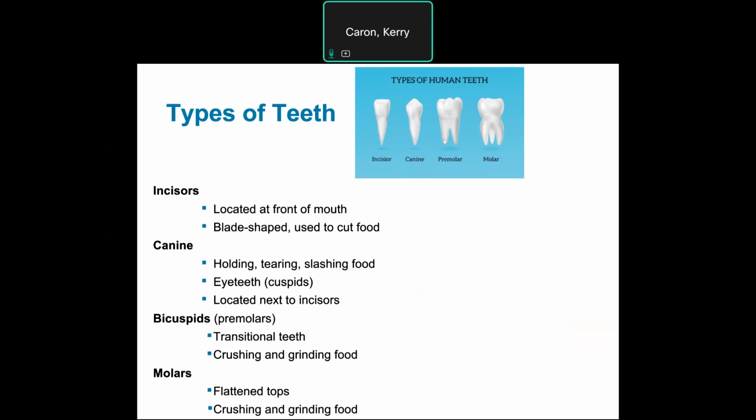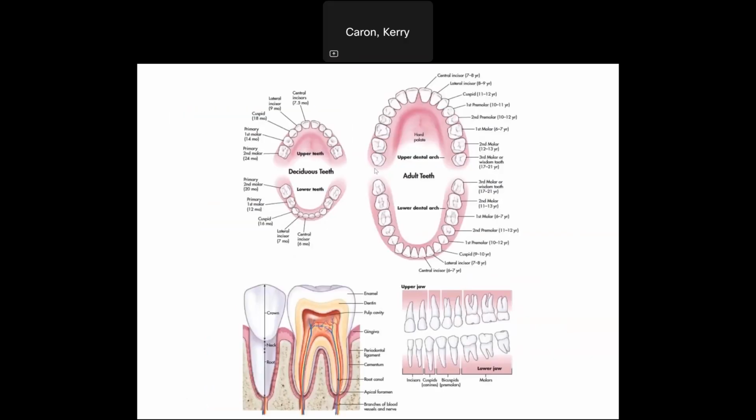Your bicuspids are premolars. They're transitional teeth. Their action is more crushing and grinding. And then your molars are flattened, and they definitely do crushing and grinding. So here's a nice visual. We have our incisors in front, on top and bottom, central incisors. This is the 20 deciduous teeth that a child has. These are the 32 adult teeth. So we have the incisors up front, then we have the cuspids, then we have premolars and molars.